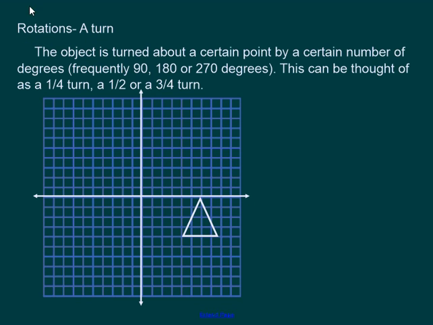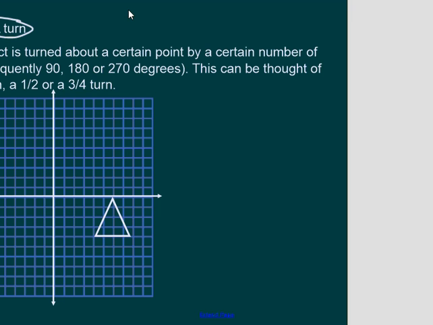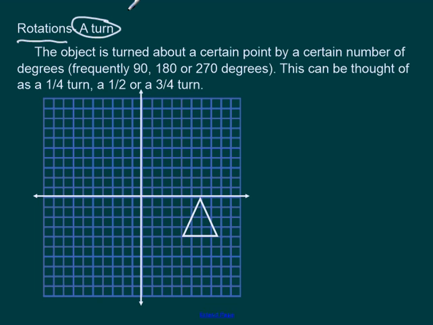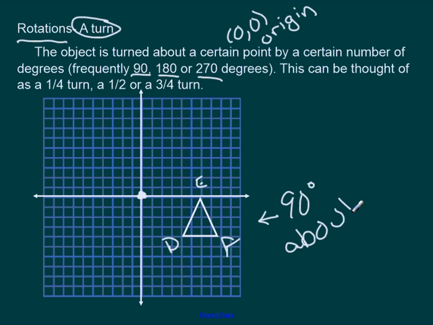The last transformation that we have to deal with is a rotation. A rotation is a turn, and this is probably the one that people have the most difficulty with that I've noticed. A rotation is when you take an object and turn it about a certain point by a certain number of degrees. Let's say 90 degrees, 180, or 270. Now, in most cases, this certain point that you're going to be turning it around is the origin, point 0, 0. So right here. Let's take this triangle D, E, F, and rotate it 90 degrees about the origin.